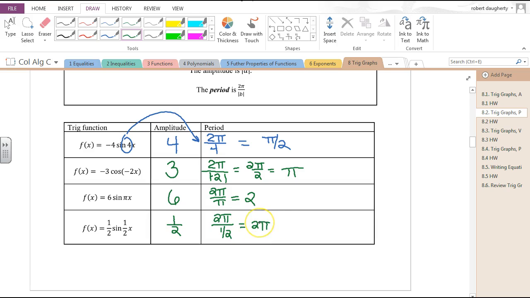Dividing by a fraction is the same as multiplying by its reciprocal. What's the reciprocal of 1/2? 2 over 1. So what is 2 pi times 2 over 1? 4 pi. So if you were to graph this one, it takes from 0 to 4 pi to go through one complete revolution.